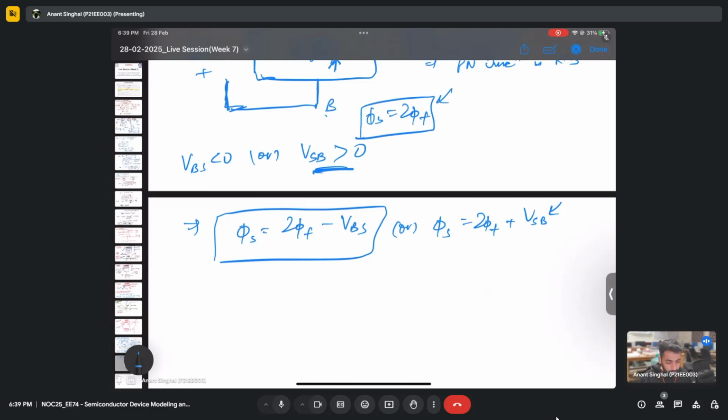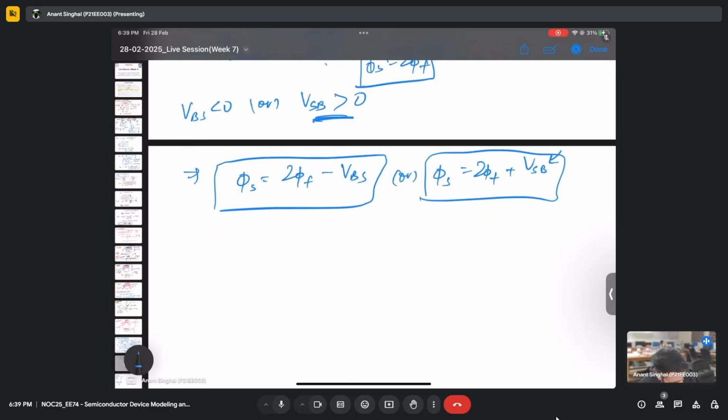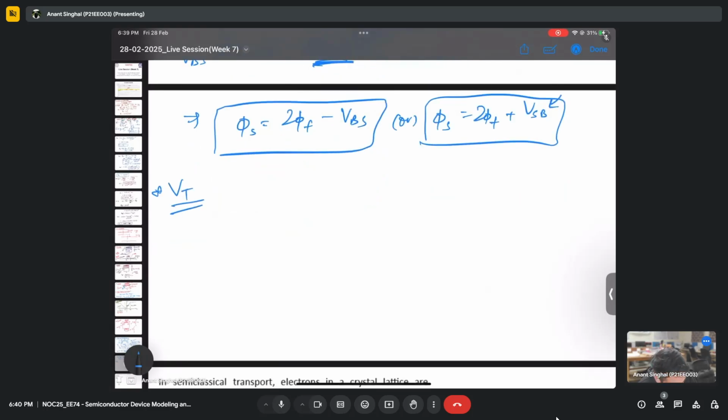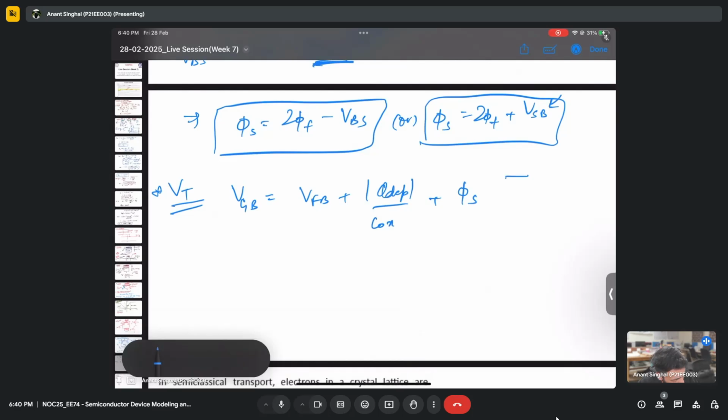I mean, this is quite straightforward. Once phi F becomes 2 phi F, there will be an effect on the threshold voltage. So this is what will change. In general, we write VGS. So let's write: VFB will remain the same because we do not have any change. We have Q depletion by Cox plus 2 phi F or phi S. So this was the ideal case.